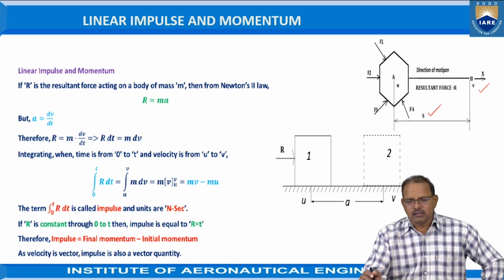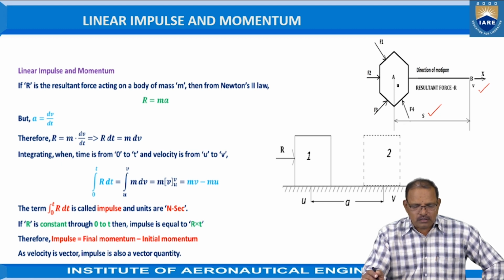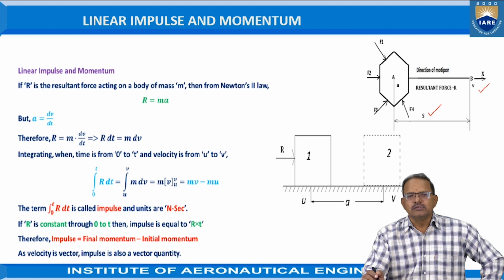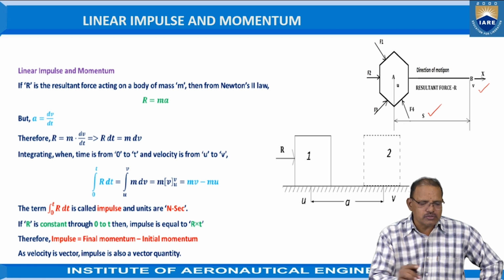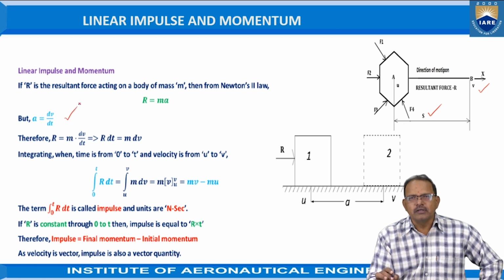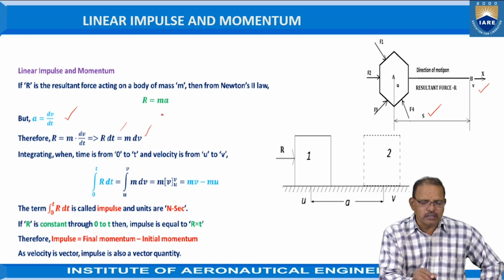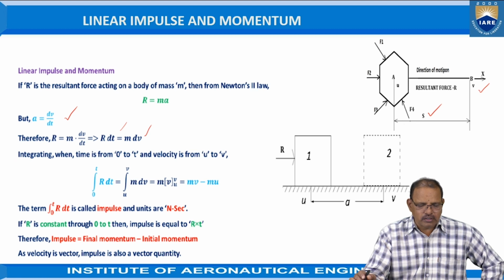Now, according to the second law of motion, R is equal to m into a, where R represents the resultant of the system of forces, m is the mass of the body, and a is the acceleration with which it is moving. The acceleration is defined as the rate of change of velocity. It is equal to v minus u divided by t. Simply, it can be written as a equals dv by dt. So, from this equation, R dt is equal to m dv.